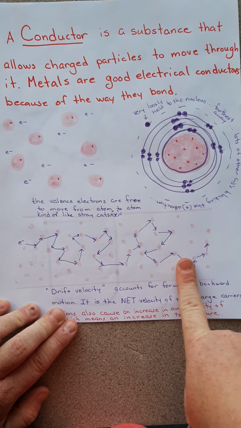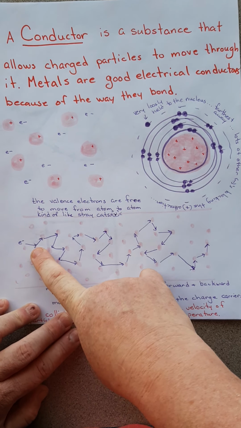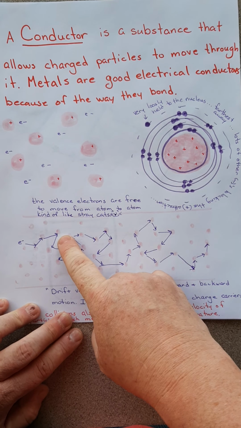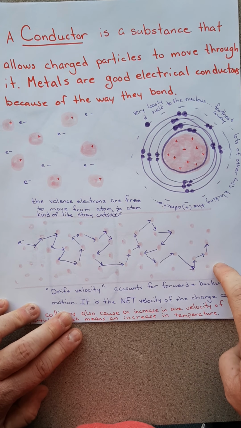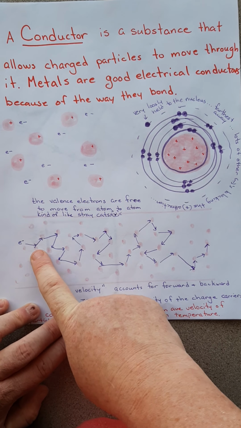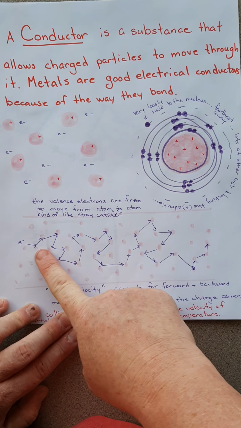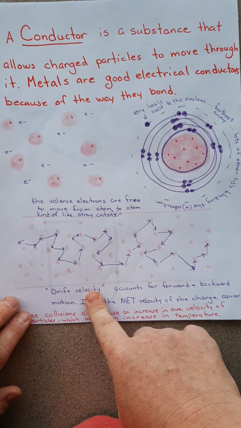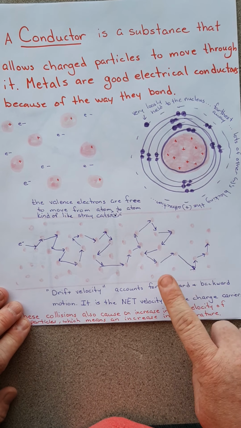So I drew a wire, and this electron that might start here can bounce from one atom to another, and notice that this is a very zigzag pattern. It's not all moving forward. It's not a straight line. That's another common misconception. These electrons move by bouncing. Bounce, bounce, bounce, bounce, bounce. Overall, the net velocity is in this direction. We call that drift velocity because it accounts for both the forward and the backward motion of those charged carriers.